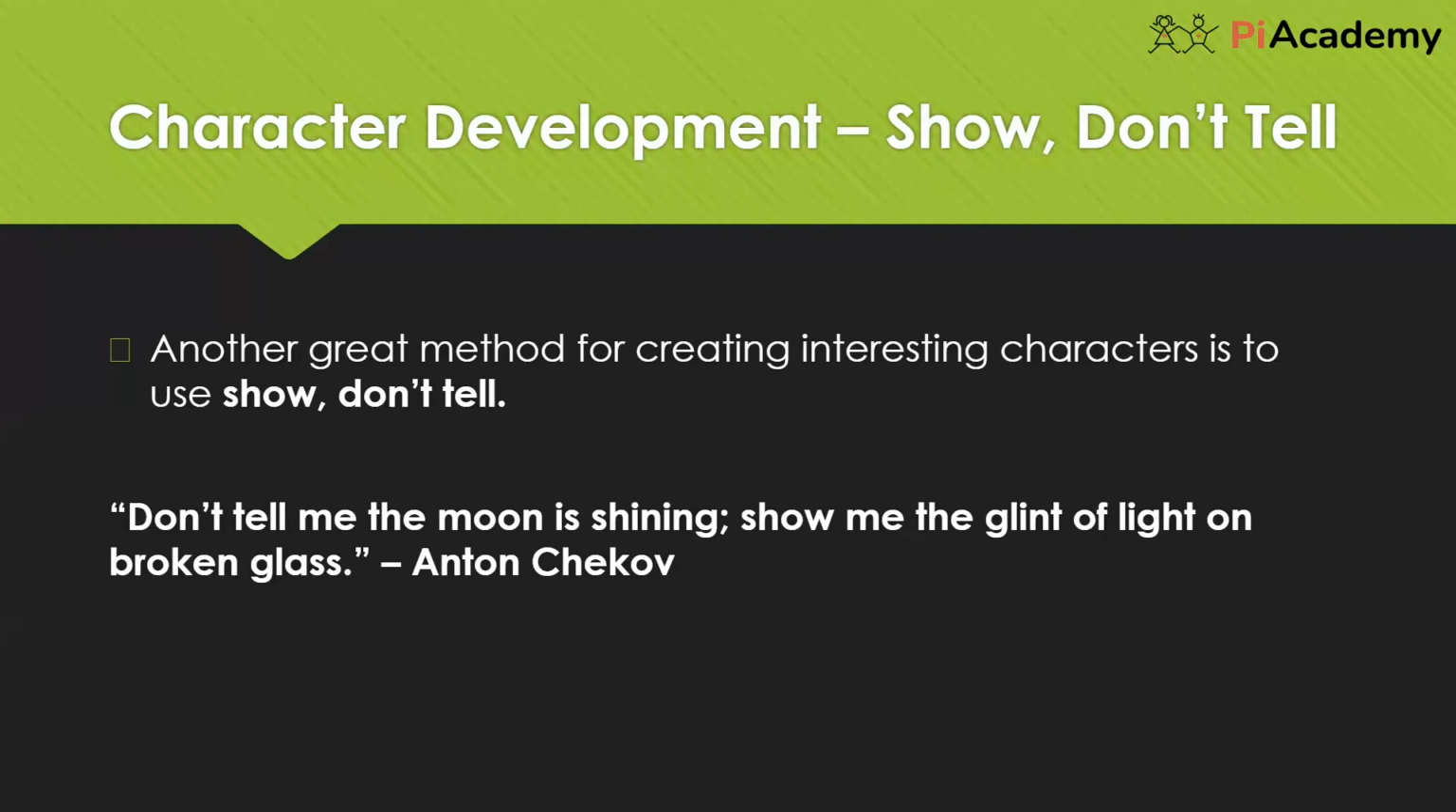So I've got this nice quotation that I think sums this up really nicely from Anton Chekhov, who said, "Don't tell me the moon is shining. Show me the glint of light on broken glass." So that sort of sums this up. And this is what you can do with your characters. Instead of just saying they were sad, show tears spilled down their face. They sniffed helplessly. The tissues spread out around them as they tried to mop up their endless grief. Show us, don't just say it.